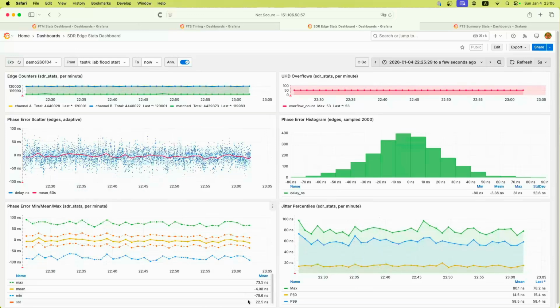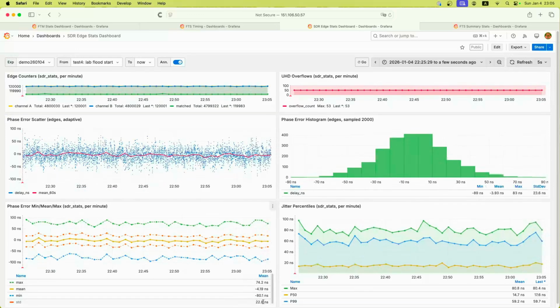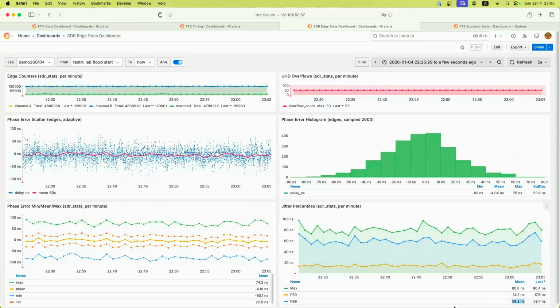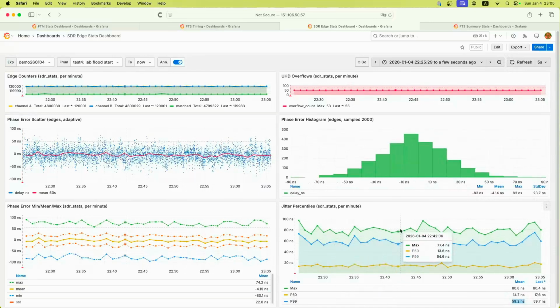So we see same 22 nanoseconds jitter, 60 nanosecond P99, no major outliers.